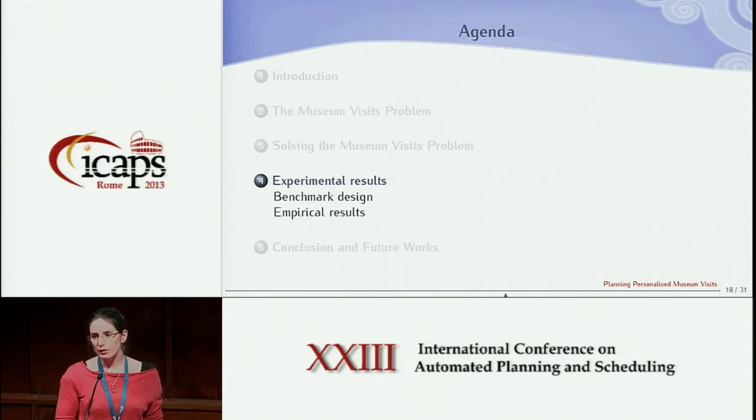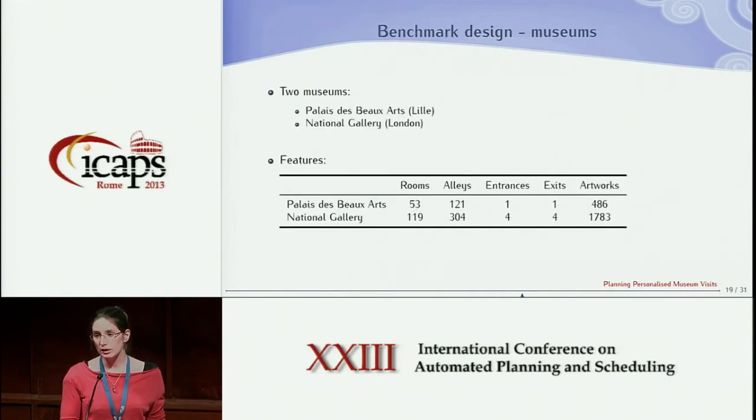So now, on to the experimental results. The next step is to define some benchmarks, because there are no benchmarks at the moment for these problems. We have chosen two museums: the first one is the Palais des Beaux-Arts in Lille, and the second one is the National Gallery. In the table you have the different features of those museums. The main thing is that the Palais des Beaux-Arts is quite a small museum, with about 50 rooms and about 500 artworks. The National Gallery is a much bigger museum, with almost 2,000 artworks.